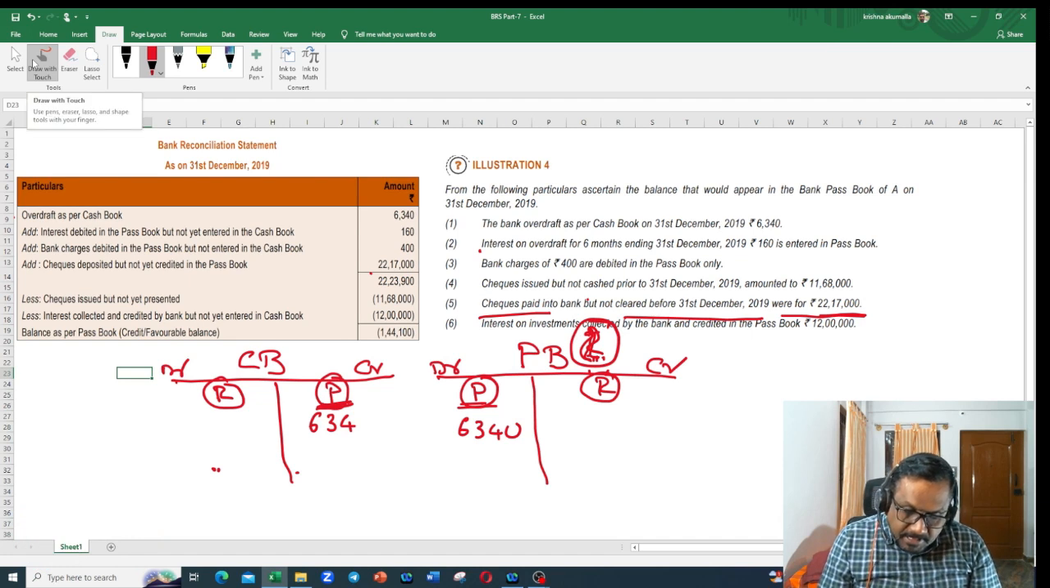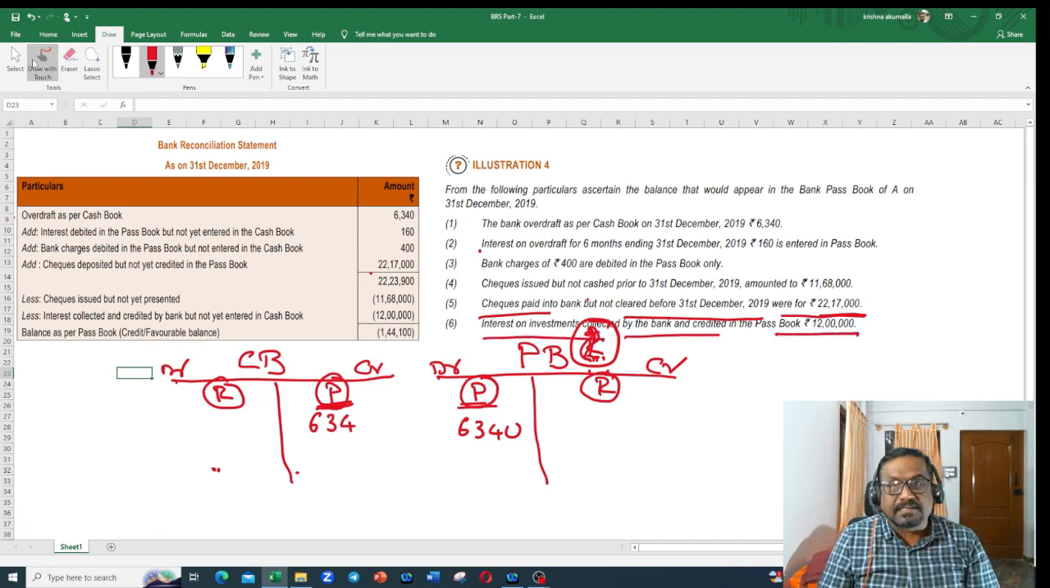What did he say? Interest on investments collected by the bank and credited in the passbook, 12 lakhs. Our investments: the banker collected interest from those investments and credited it in our bank. So that is a receipt for us. So what the banker did is he collected this 12 lakhs.